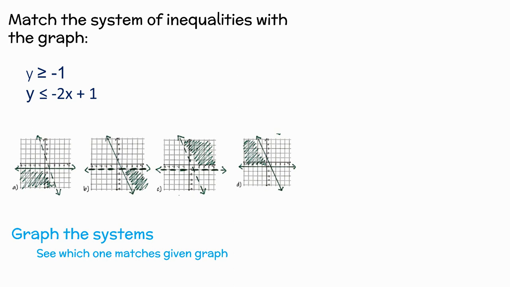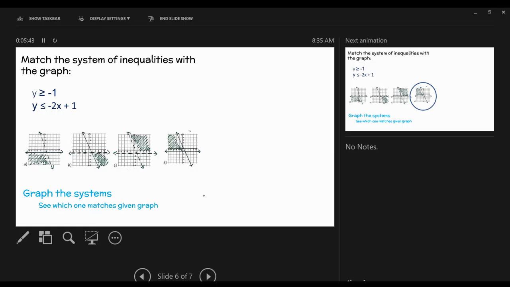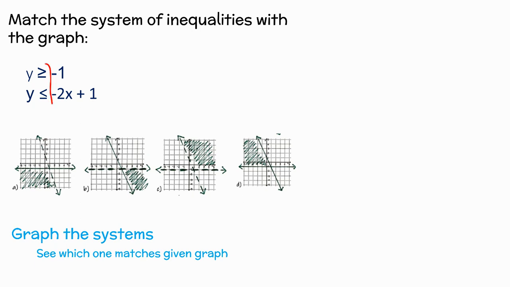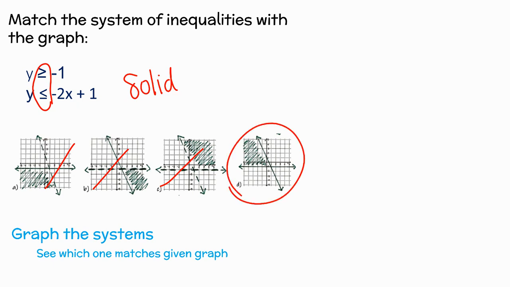Look, both of my inequalities have the equal sign underneath. So that means we have solid lines. So I can go ahead and eliminate any one with dotted. Look, I didn't even have to do any work. This one is our answer.